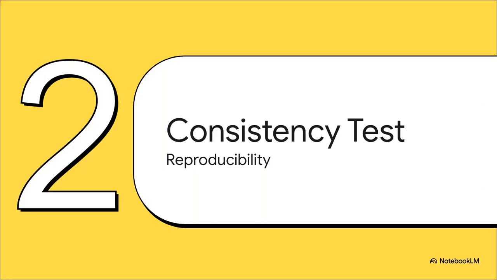Moving right along to Section 2, the consistency test, reproducibility. Look, hitting a bullseye once is just luck. Hitting it 1,000 times in a row, that is precision. We need to see if our athlete's performance is consistent enough to actually be valuable.